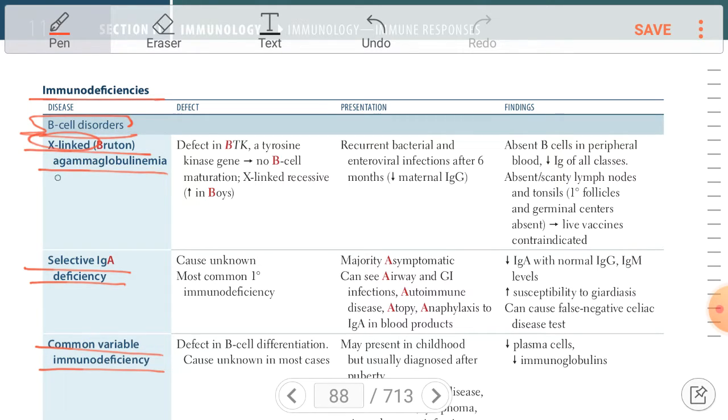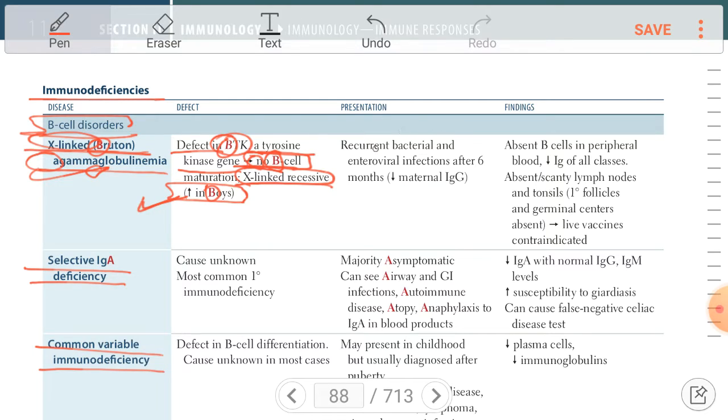It's X-linked recessive, so more in boys. Bruton: BTK, no B cells, boys, agammaglobulinemia. There is no B cell, defect in BTK, which is a tyrosine kinase gene, so no B cells, no B cell maturation.